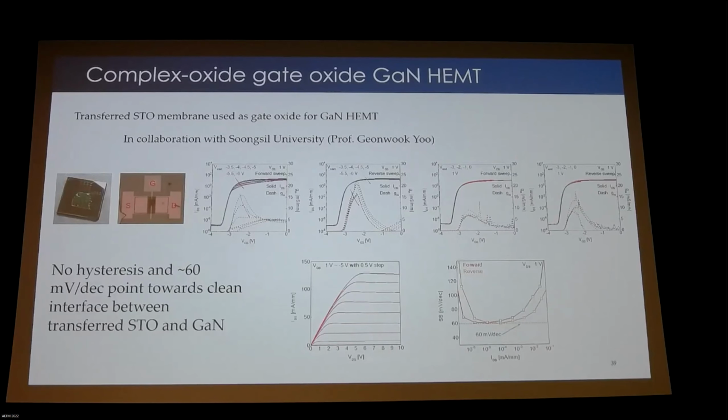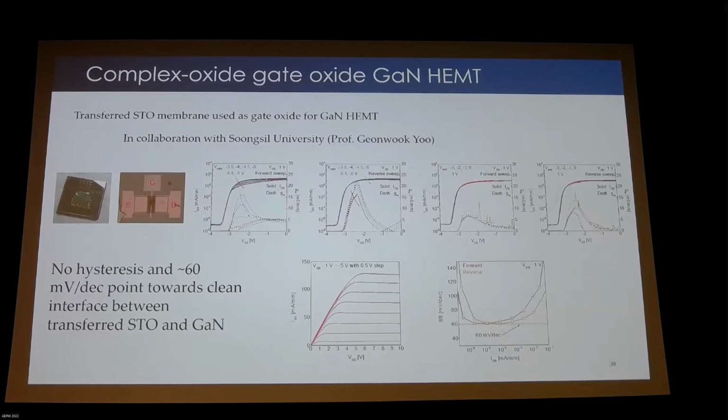And finally, we applied this and used STO, a very thin STO film, as a gate oxide for a GaN-HEMT device. And we found something very interesting. We were expecting a very big hysteresis response because if you transfer these materials, inevitably you would expect to create defects at the interface at the gate oxide, and that would create charge traps, which would lead to hysteresis on your IV curves. But interestingly enough, we didn't observe any hysteresis.